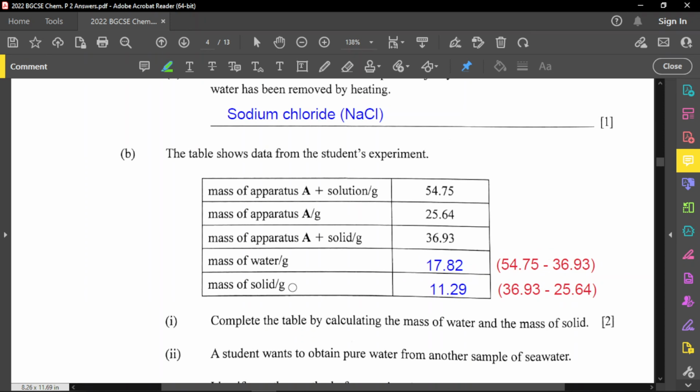And so to find the mass of the solid, it is quite easy and obvious in this case because you have the mass of the apparatus A plus solid. So all you need to do is to minus the mass of the apparatus from that. And so you'll have the 36.93 minus 25.64, which gives us 11.29. And these will be in grams. All right, let's go to part 2.